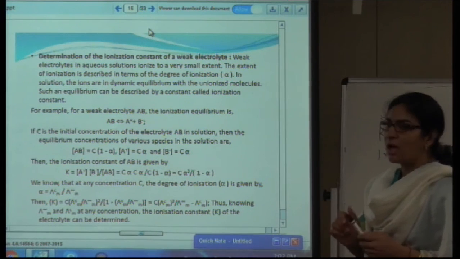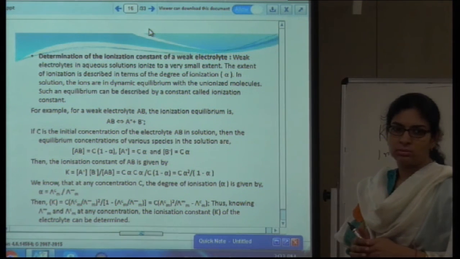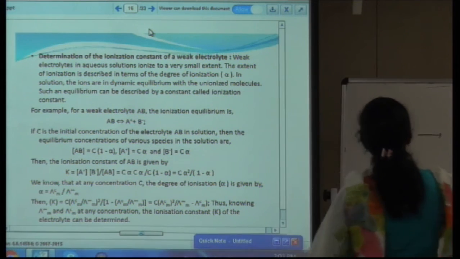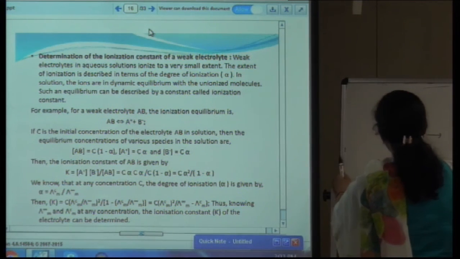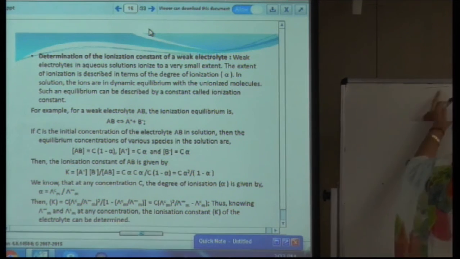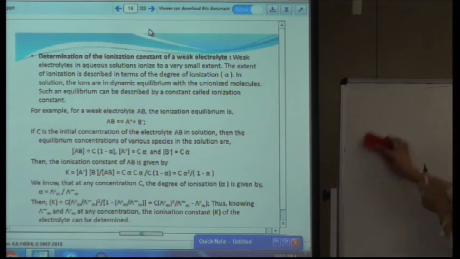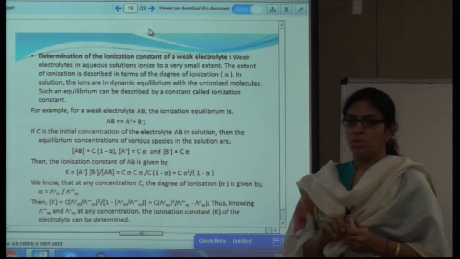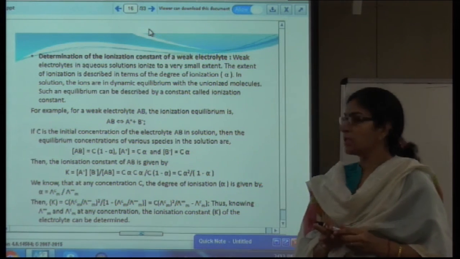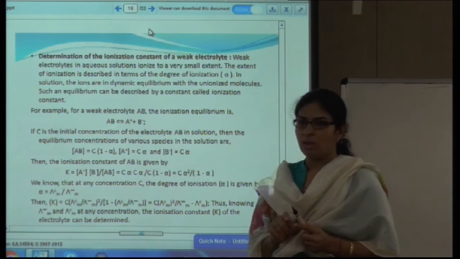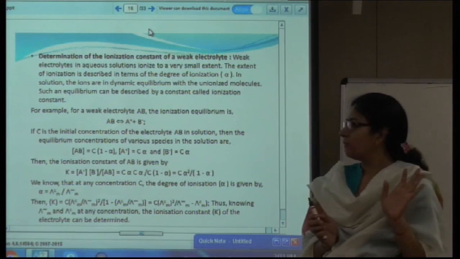And then you have the ionization constant, right? I've already discussed with you that weak electrolytes are always in equilibrium with their ions. Suppose you have AB. If it is weak, then obviously you are going to have an equilibrium between A plus ion and B minus ion. It means it is not fully dissociated.